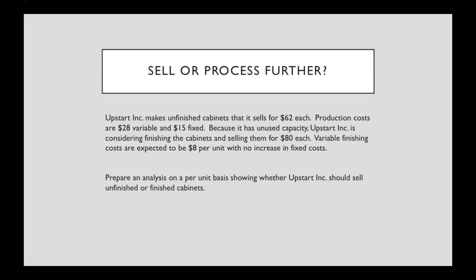Because it has unused capacity, Upstart Inc. is considering finishing the cabinets and selling them for $80 each. Variable finishing costs are expected to be $8 per unit with no increase in fixed costs. We need to prepare an analysis on a per unit basis showing whether Upstart Inc. should sell unfinished or finished cabinets.